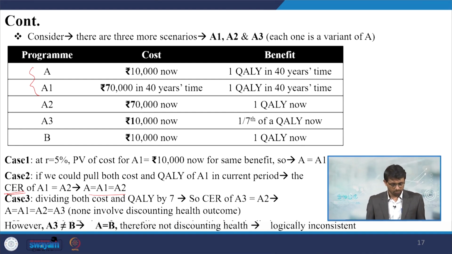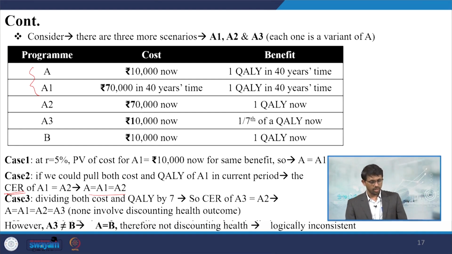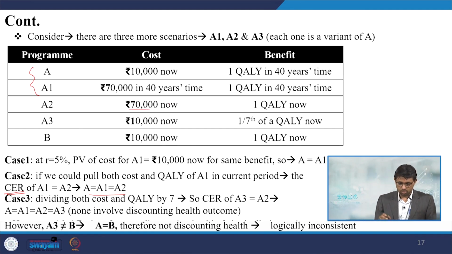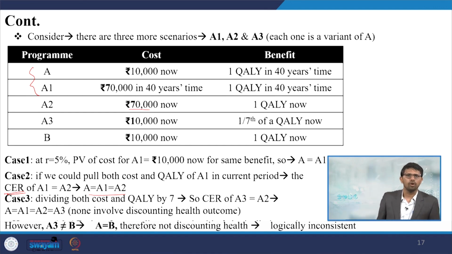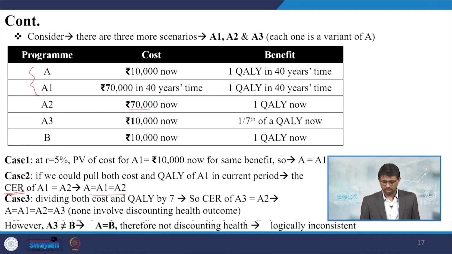And in the third case, we are trying to divide both cost and quality by 7 just to make them equivalent to each other, because it is 70 in the present period. So, if you simply divide by 7, now these are actually equal. The CER of A3 equals A2, and so all are actually equal, A1, A2 and A3. But this does not involve discounting of health outcome, because we are nowhere discussing the discounting in terms of health outcome. However, A3 is not equal to B.